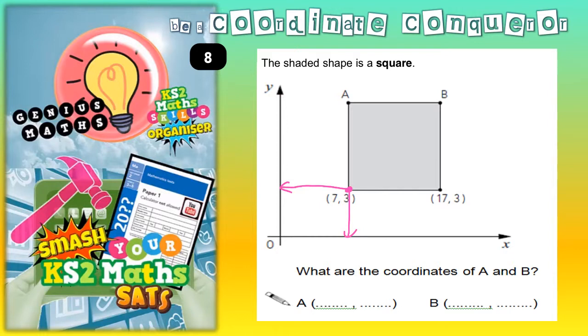Well, 7 is along the corridor. So starting from 0, it must be 7 along the corridor. So that arrow is pointing to 7, and 3 is up the stairs. So up from 0 must be the 3 up the stairs. So it's 7 along the corridor and 3 up the stairs.